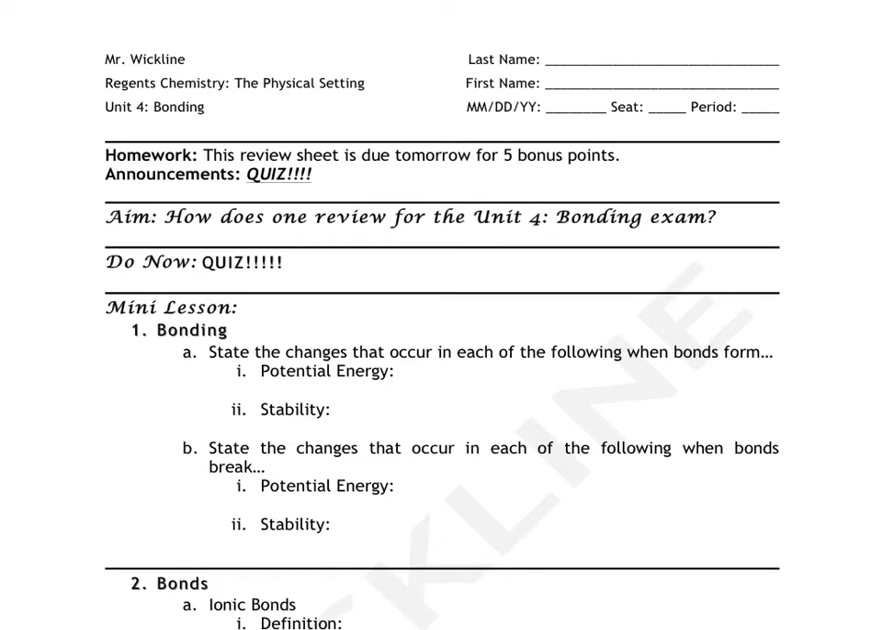And let's begin. So my first section to discuss is bonding, and we're going to state the changes that occur in each of the following when bonds form: what happens to potential energy, and what happens to stability. So potential energy actually decreases when bonds form, and stability increases. But when bonds break, as in section B here, potential energy increases while stability decreases.